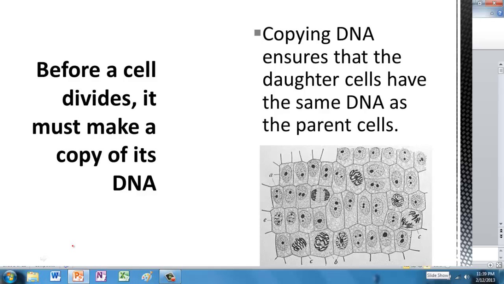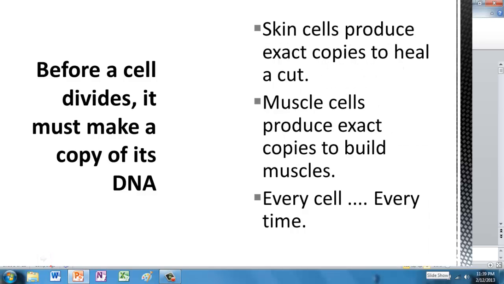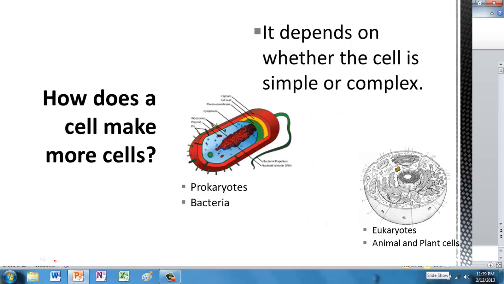Before a cell divides, it has to make a copy of its DNA. This ensures that the daughter cells have the exact same DNA as the parent cells. And that makes sense, doesn't it? We wouldn't want our skin cells or our muscle cells or any cells in our body not to have an exact copy of our DNA. Every cell, every time, has to copy the DNA exactly.